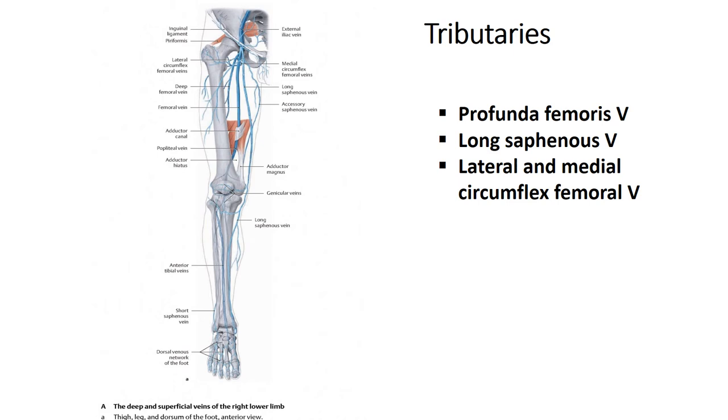So this is the femoral. And one thing more about this portion, the joining of the long saphenous vein. The long saphenous vein enters the femoral vein just below the terminal portion, below the femoral sheath. Above this, the sheath begins, similar to that in the case of the artery.